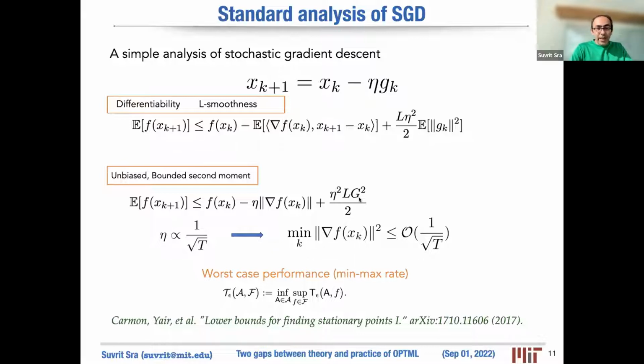And the standard analysis, if you think critically, or just think practically: is this analysis even applicable to the neural networks that people are training? Are things really differentiable, L-smooth, etc.? Are they?